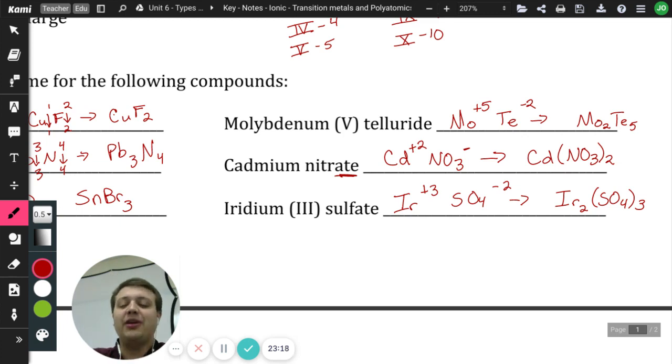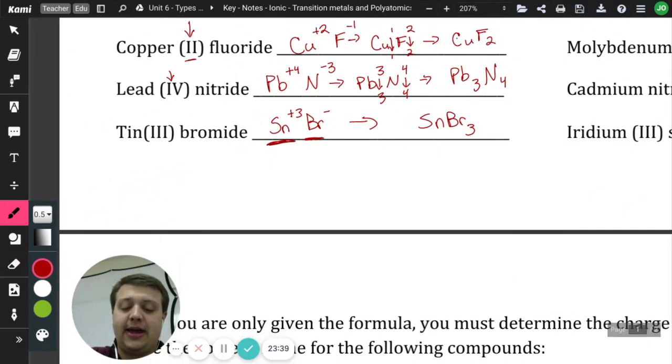All right? Okay, very last one, I've got iridium with a +3 charge, sulfate, which has a -2 charge, and then I swap, drop, reduce, I get Ir2, and then in parentheses, SO4 with a 3 on the outside of that parentheses. All right, so that would be it for that.